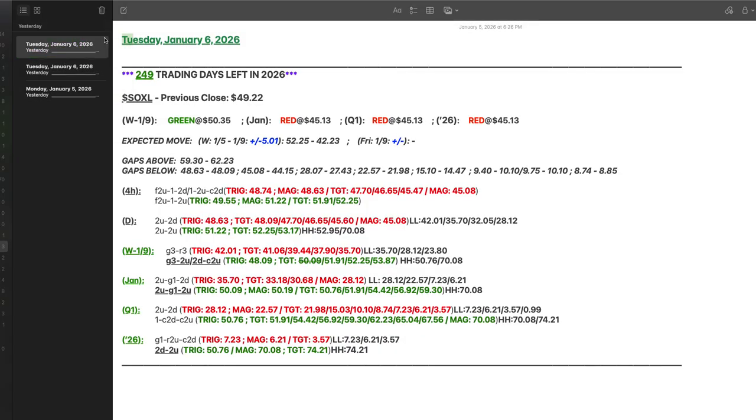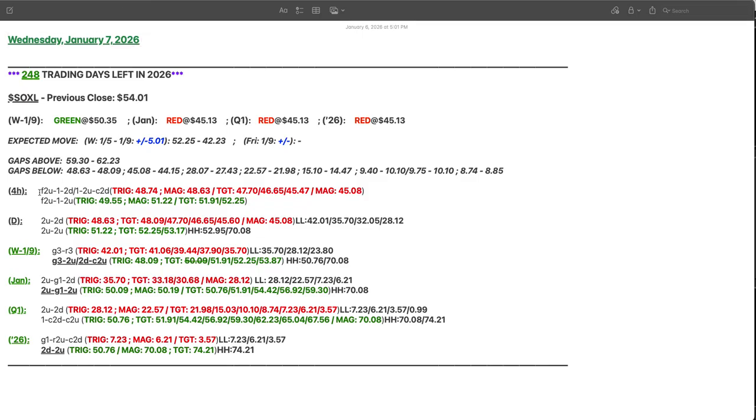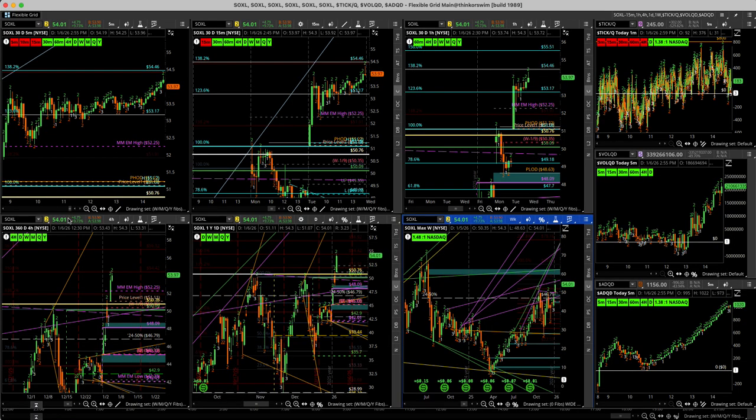All right, so tomorrow's Wednesday, January 7th. There'll be 248 trading days left in the year. The close price on Tuesday was 54.01. And let's see, we didn't have a gap up today, so no more gaps. We didn't fill any gaps today, so that's all we need to do for now. We'll get to these 4-hour and day triggers and targets here in a second. Let's go ahead and head on over to the charts.